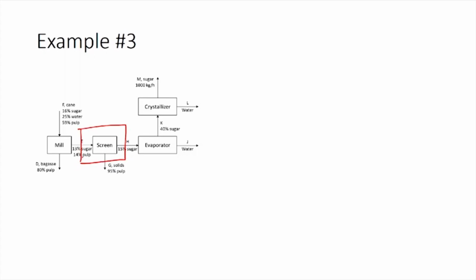So, for starting that, let us first write the total balance equation. The total balance equation for the screen would be E equals G plus H, and then we can write component balances. Here we will first choose pulp as the component balance, because we know the concentration of pulp in the input stream E and the exit stream G. So, this makes it 0.14 times E equals 0.95 times G.